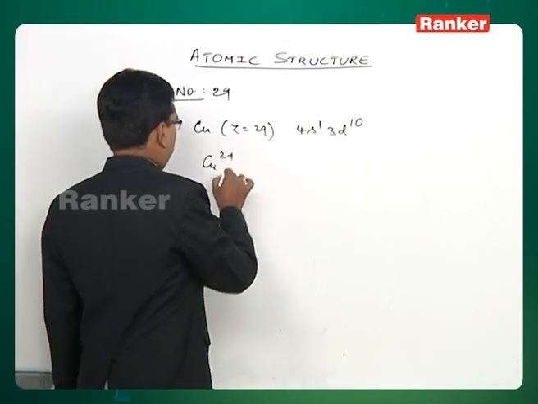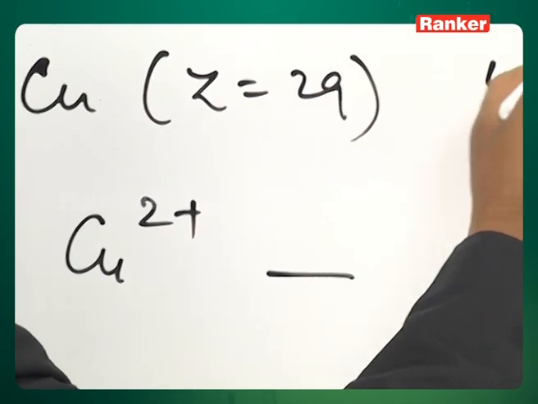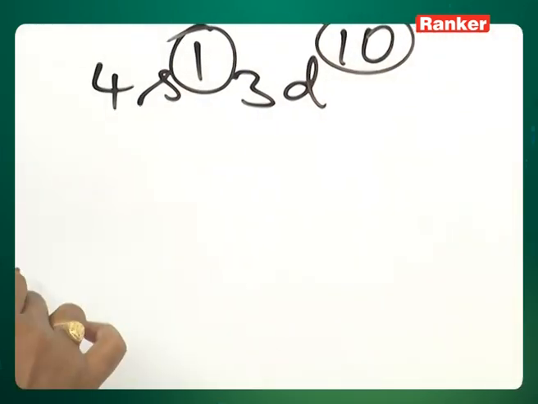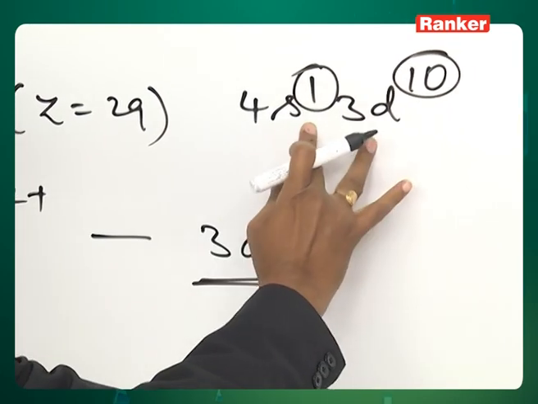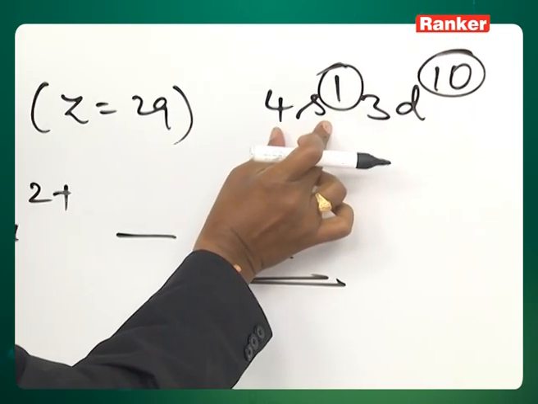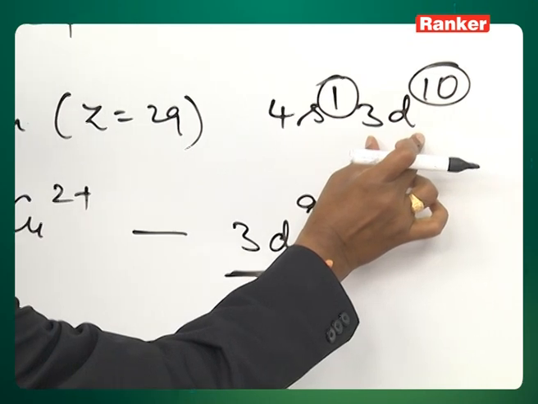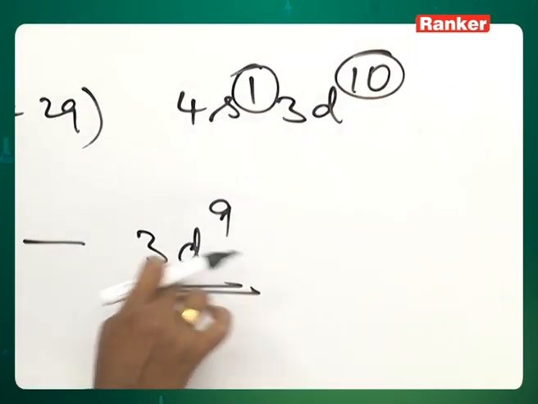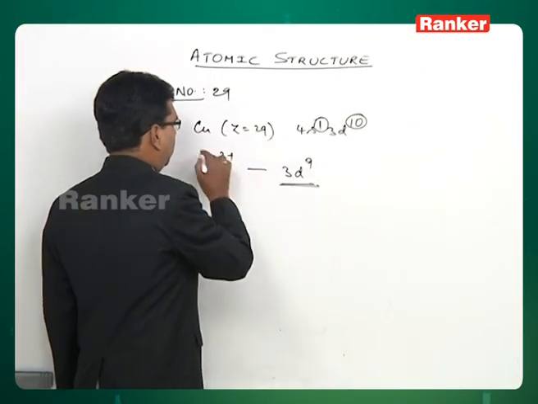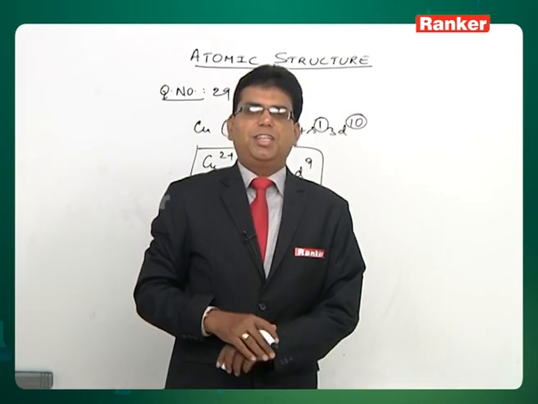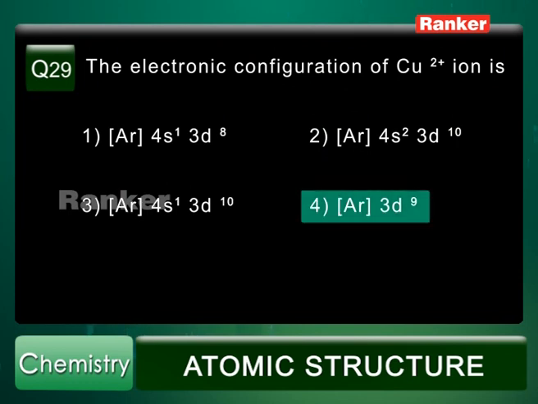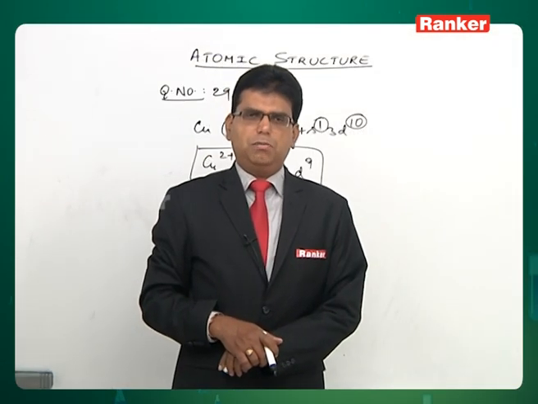Cu2+ means removing 2 electrons. 2 electrons have to be removed. 1 electron should be removed from the 4s. 1 more electron if you remove from 3d, then it will become 3d9. 4s0, 3d9. So the correct configuration for Cu2+ is argon 3d9. So the correct answer is option 4. Now let's move on to question number 30.